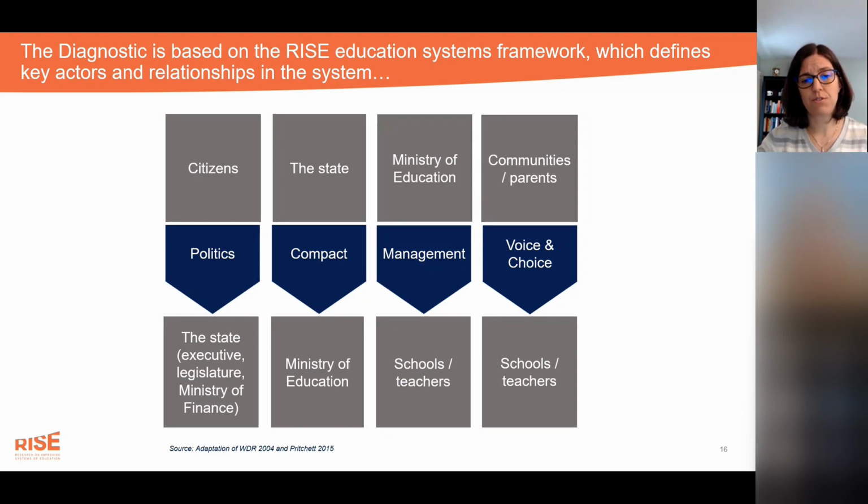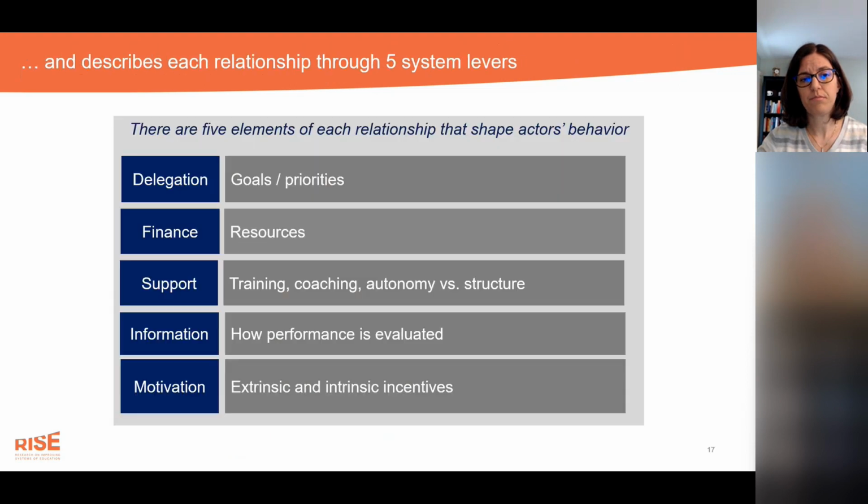And then the framework takes those 4 relationships and describes how they relate to each other through 5 main system levers. And so these are the 5 main elements that we would say are a part of each relationship. So the first is delegation, and these are the goals or priorities that are set in the education system. What is the education system working towards? What are the goals that they're trying to pull towards?